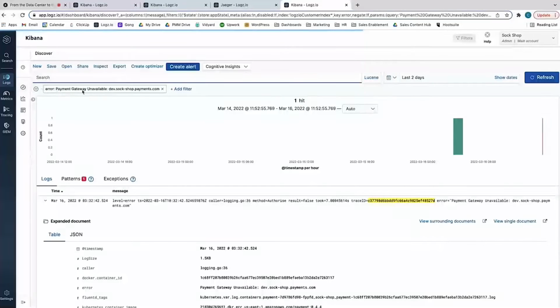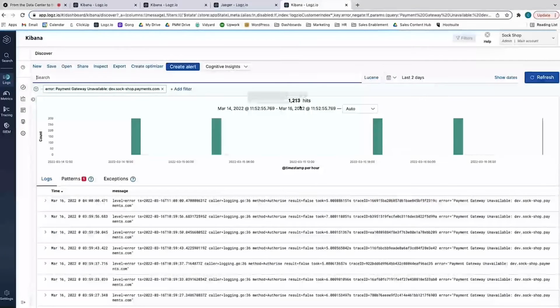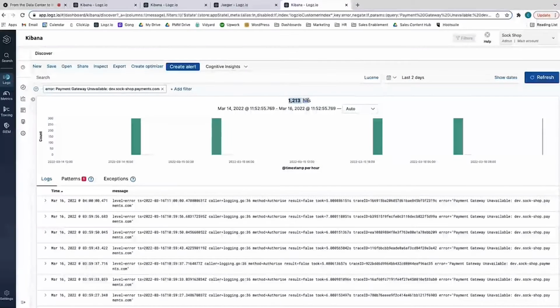All right, so we saw this error message over 1,200 times, making it almost certainly the culprit of the spiking metrics, latency, and the drop in new orders. So that's 1,200 orders that weren't able to be placed because of this error.